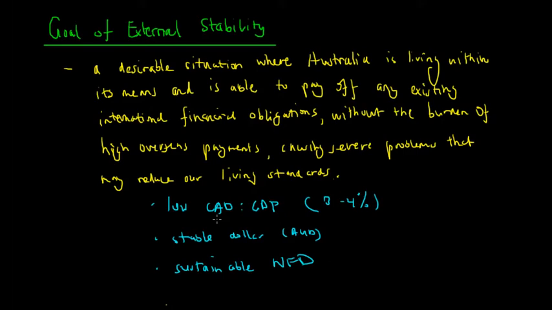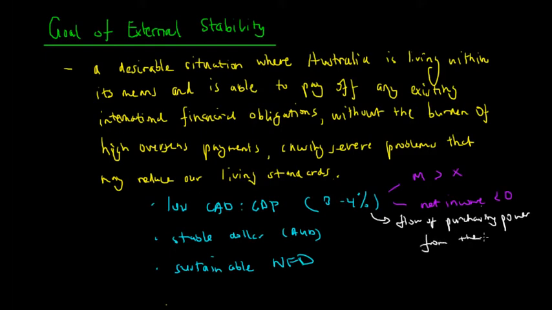So a bigger CAD means, because the CAD is primarily caused by, say, income payments and net exports, that imports are greater than exports. And that's bad because that represents a flow of purchasing power away from the economy. It also means that net income is less than zero, because we're paying more in interest payments to overseas borrowers. And that's bad because the income that would have been inside the economy and used for domestic production or consumption is flowing out of the economy. Both these represent a flow of purchasing power from the economy.